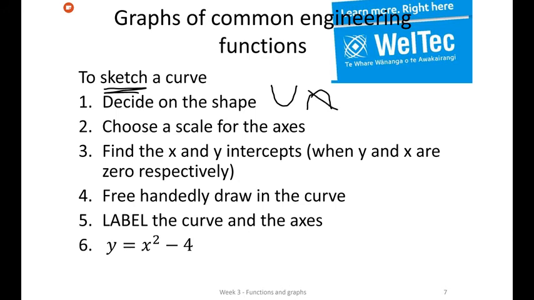We'd need to choose a scale for the axis. And that means we need to look a little bit sensibly at what numbers we put on the x-axis or the y-axis. If x is 2, x squared is going to be 4. If x is 4, 16, 16 minus 4. So maybe if we go up to about 12. So 2, 4, 6, 8, 10, 12. Okay, find the y-intercept. So when x is equal to 0, y is equal to -4.